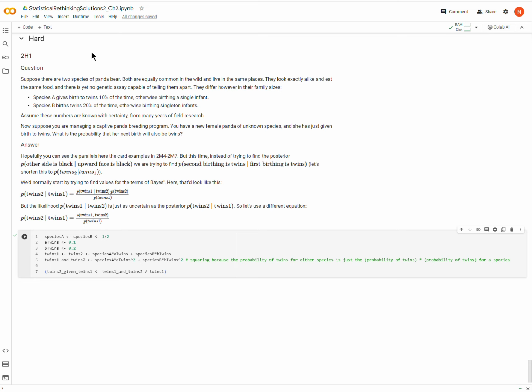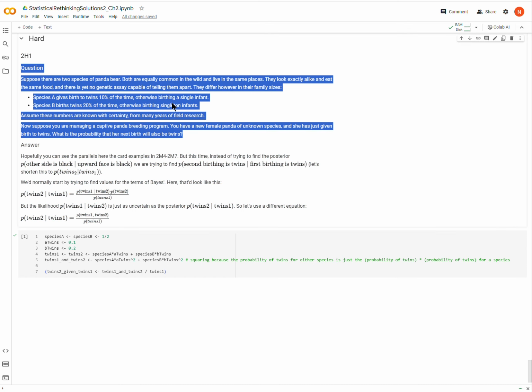Okay, the first hard question from chapter 2. The question is right here. So the idea is that we have two species of panda bear, and that we can't tell them apart in any way except for one thing. And that is that species A gives birth to twins 10% of the time, and species B gives birth to twins 20% of the time.